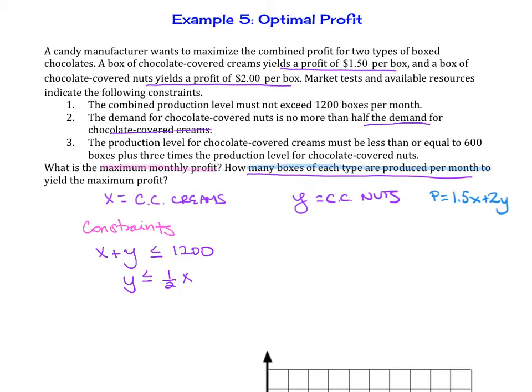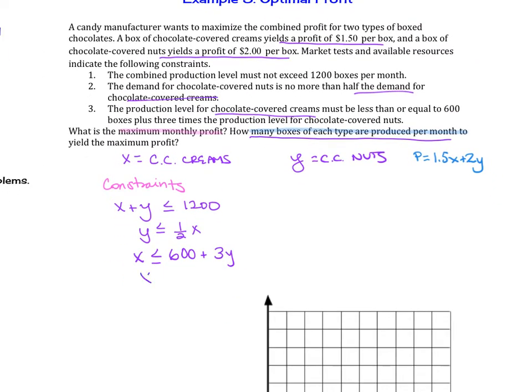The production level for chocolate-covered creams must be less than or equal to 600 boxes plus 3 times the production level for chocolate-covered nuts. So x must be less than or equal to 600 plus 3 times y. And then of course x has to be greater than or equal to 0 and y has to be greater than or equal to 0. So here are the constraints, and then our objective function. Those are the things you need to write.